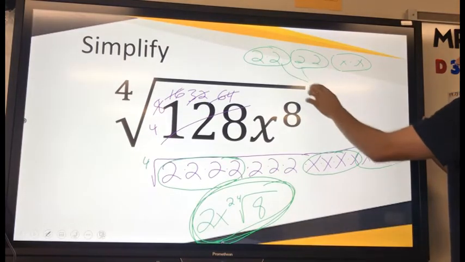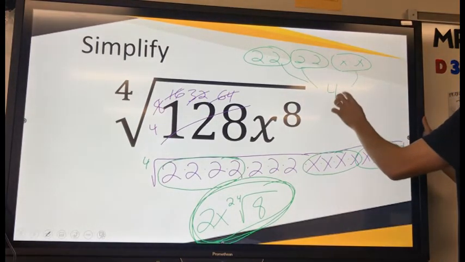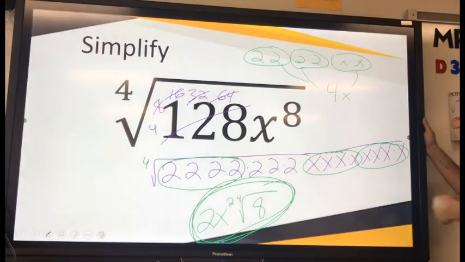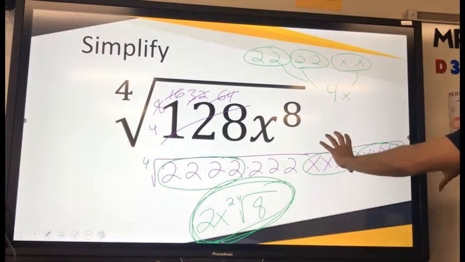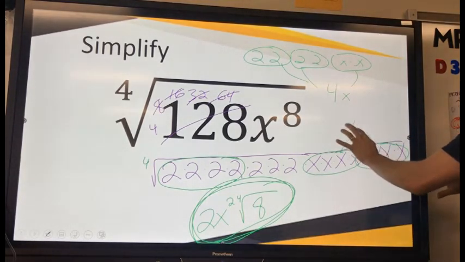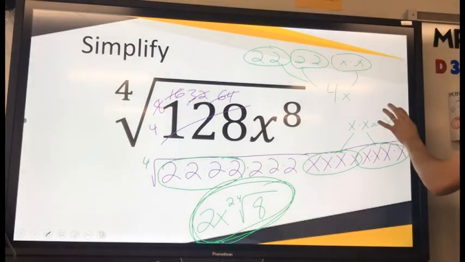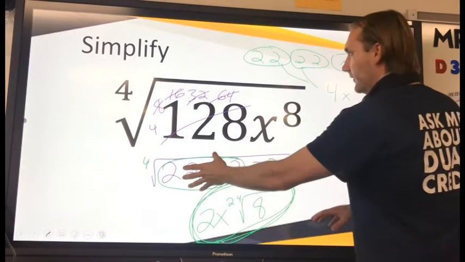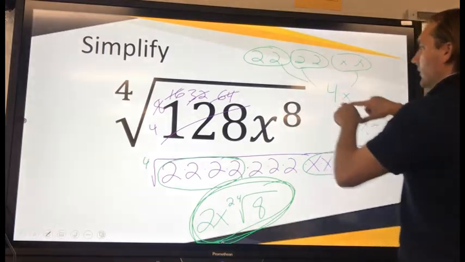4x. So you multiply. I have one of these: x times x gives me x squared. I just have one of these. But if I had 2, 2 times 2 is 4.